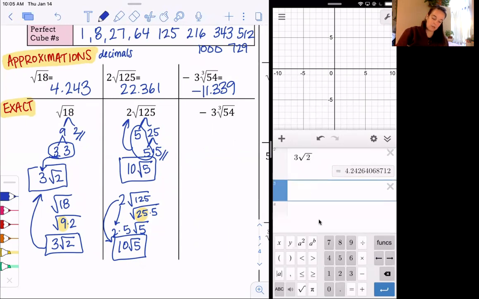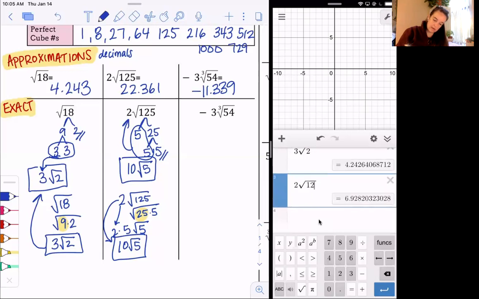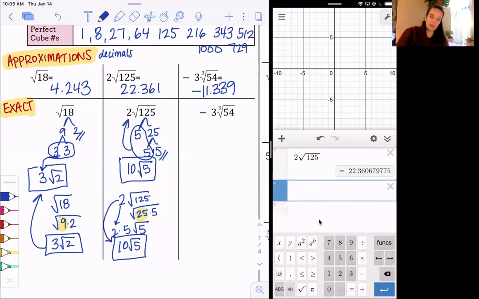Earlier, I had 2 square root 125. We had that as 22.361, and now we're saying, okay, that's the same as 10 square root 5. And I can see those decimals are the same. So the approximation is the same for this original equation and this simplified expression here.